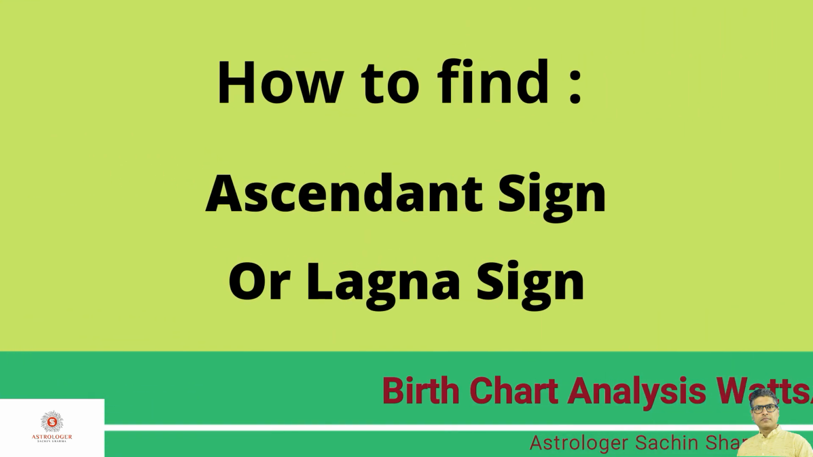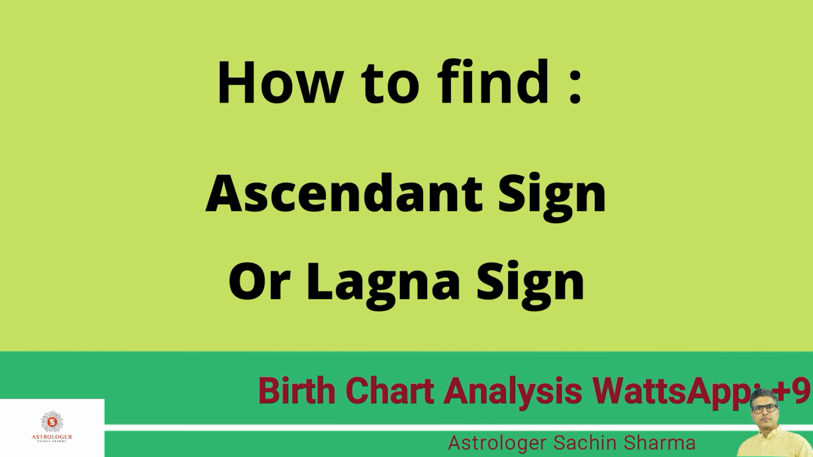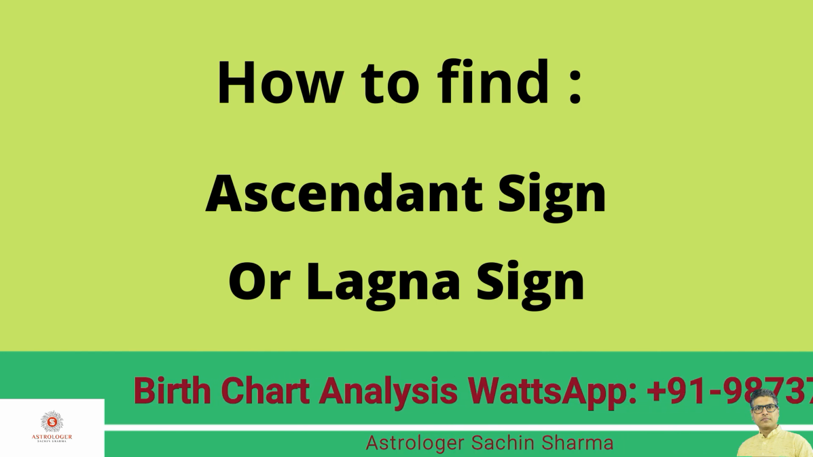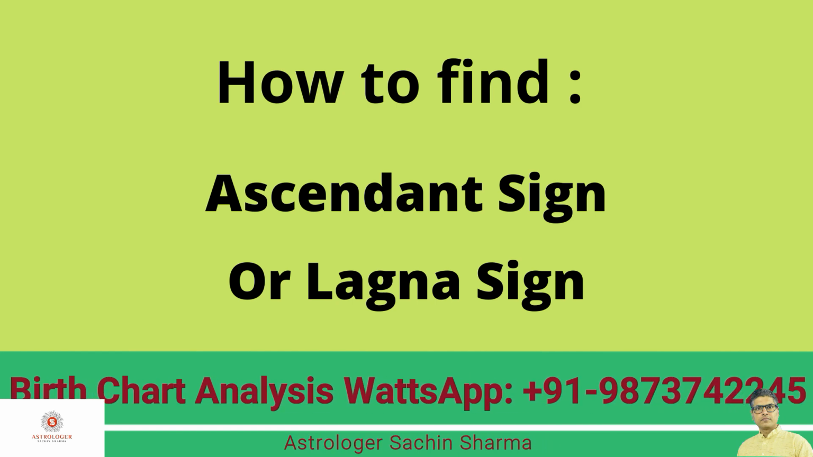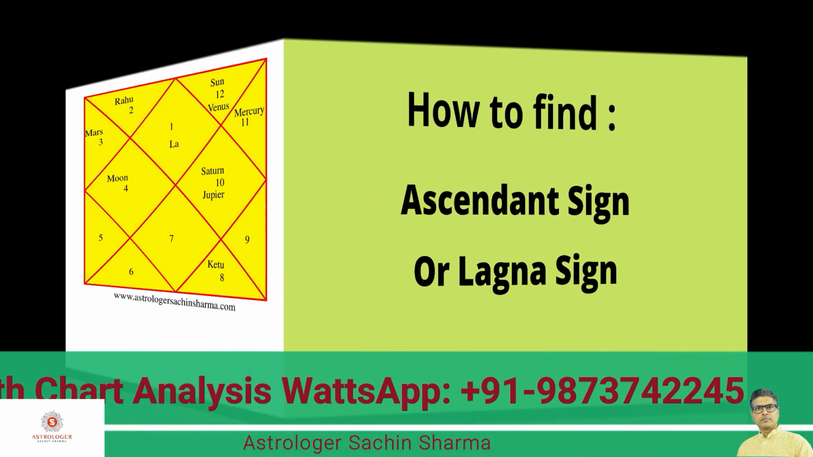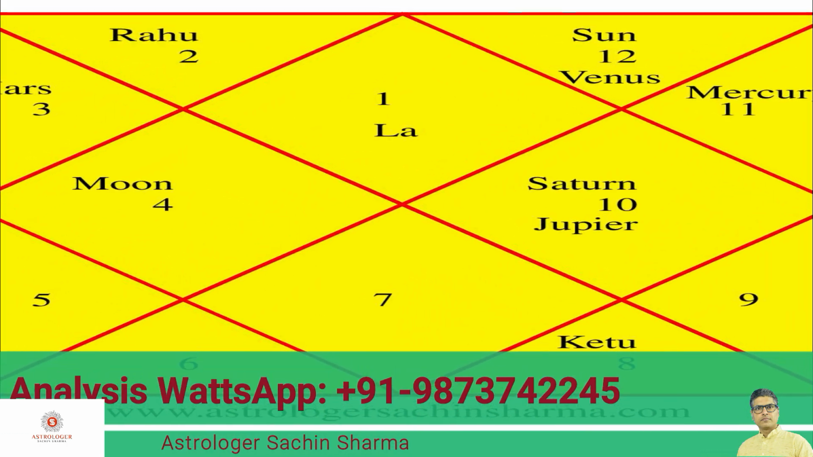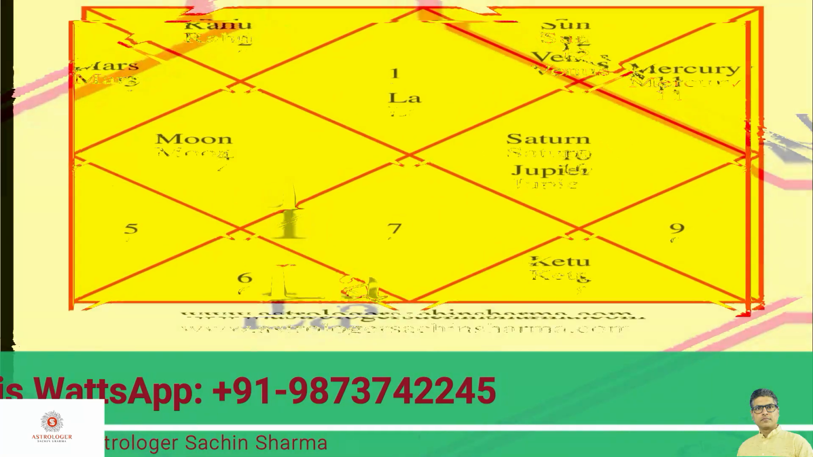Now let us discuss how to find the ascendant or Lagna sign of the person. To check the ascendant in any chart, check the lord of the 1st house. This is very simple. Check the lord of the 1st house on any birth chart. Here lord of the 1st house is Aries, as we can see that number 1 is written in the 1st house, hence it is Aries ascendant.